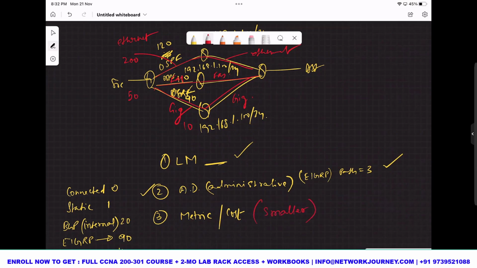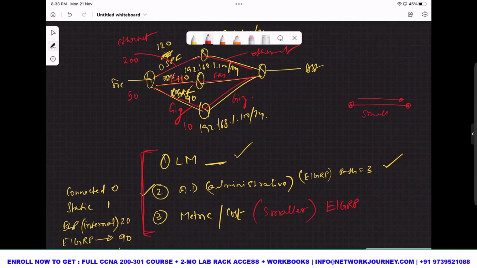So in this case, EIGRP will be taken because of the shortest metric. It's nothing but how much cost you pay to travel to the destination. If it is smaller, you prefer going with that. So these are the three routing path selection decision makers.